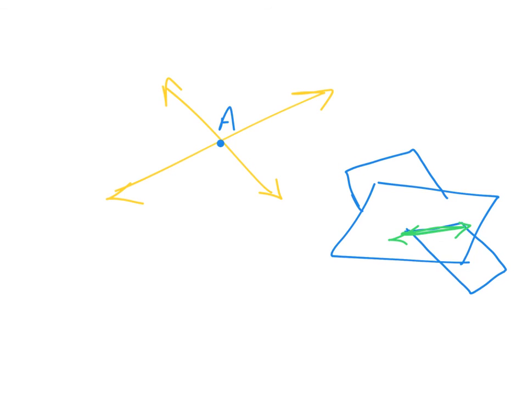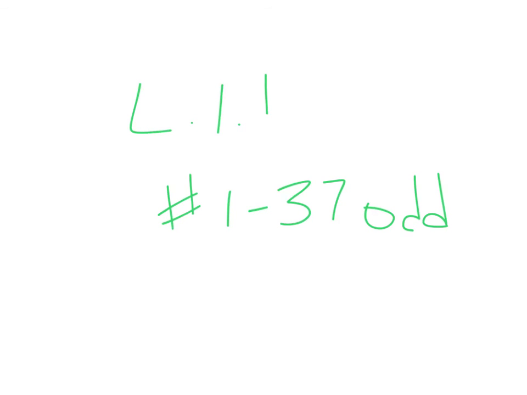Okay? Cool. That's it. That's your lesson. So you're doing lesson 1.1, numbers 1 through 37, but just the odds, okay? You don't have to do the evens. So 1, 3, 5, 7.